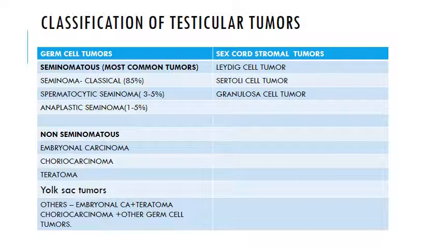When we come to sex-cord stromal tumors, they are Leydig cell tumors, Sertoli cell tumors, and granulosa cell tumors. Apart from this, there are some tumors placed as mixed tumors, where there is a combination of these tumors. And apart from all these, there are other tumors like the lymphomas of testis, which are placed in the others category.